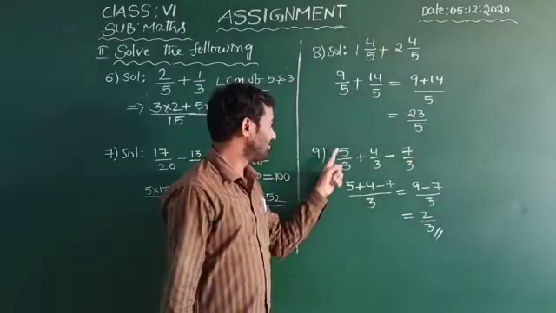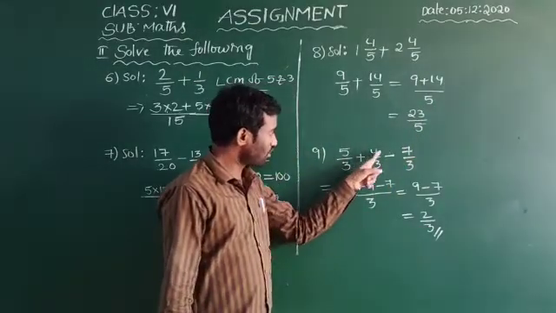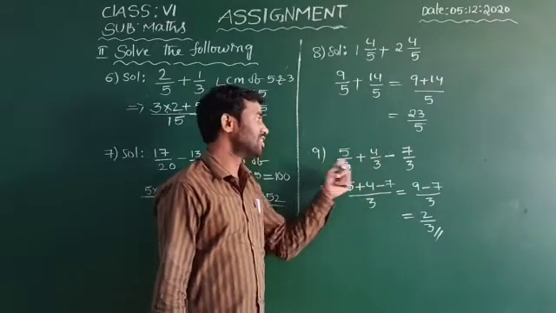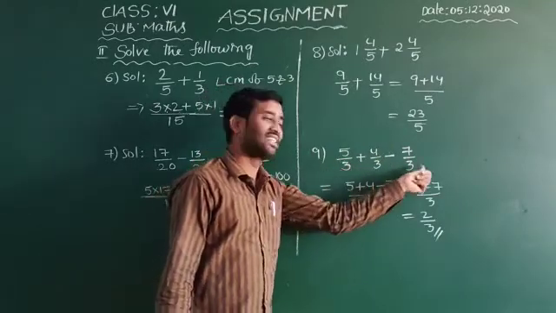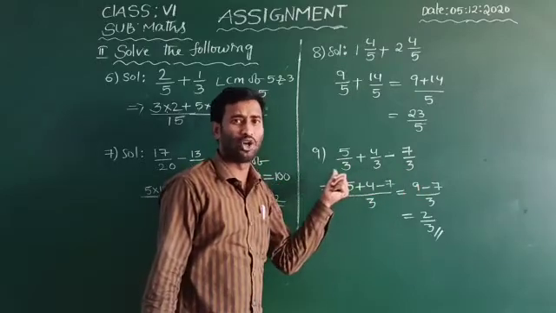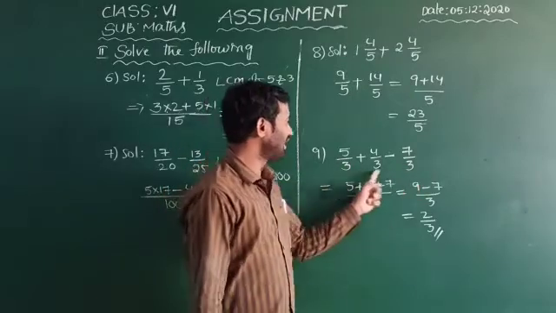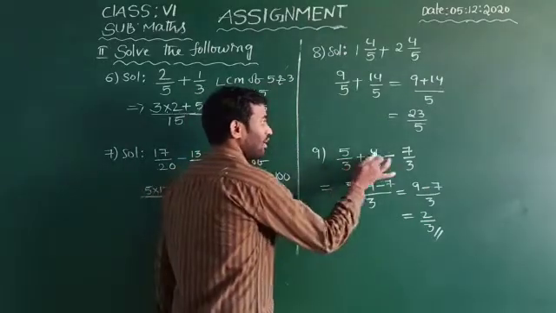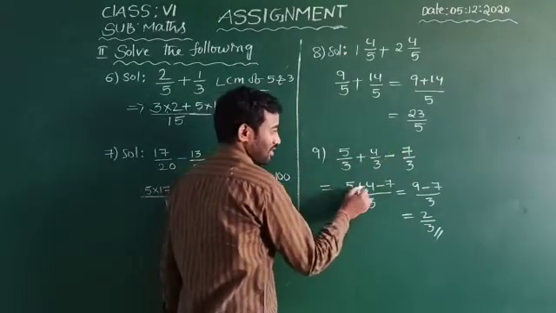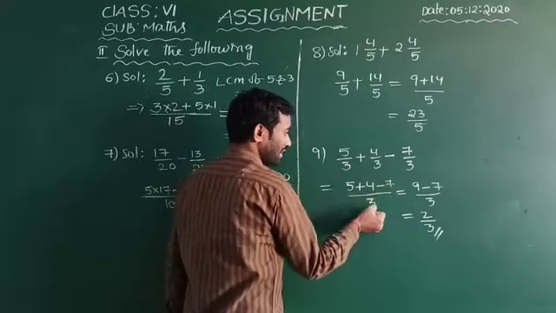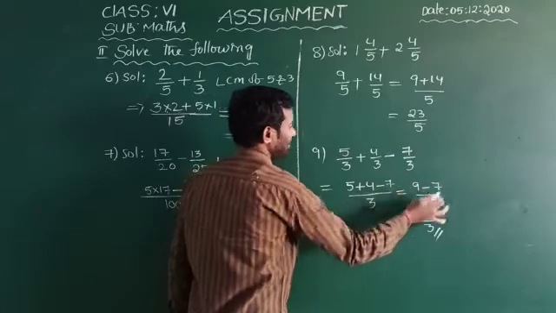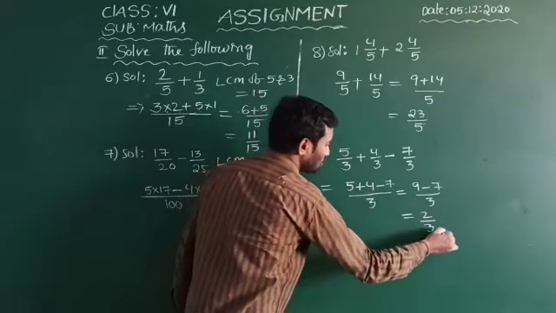After that, 5 by 3 plus 4 by 3 minus 7 by 3. This is question number 9. When we observe, these three fractions have the same denominator as well. These three are like fractions, so we can operate only on the numerators, that is 5 plus 4 minus 7 by 3. 5 plus 4 is 9, minus 7 is 2. The answer is 2 by 3.